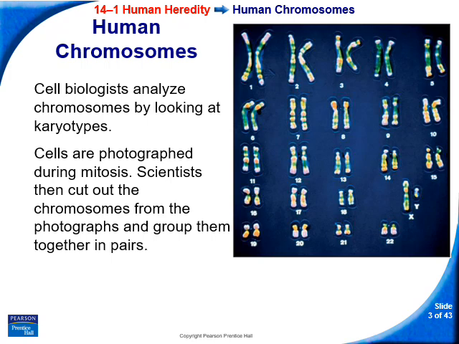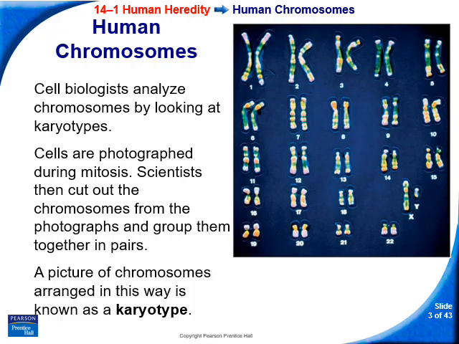So the cells are photographed here. How do they do this? How do they collect these chromosomes? The cells are photographed during mitosis. Scientists would cut the chromosomes from the photograph and group them together in pairs. They're separated when they are in metaphase, so that when they are in metaphase, it's easier to put them together. So a picture of these chromosomes, the whole set itself, is what you call a karyotype.